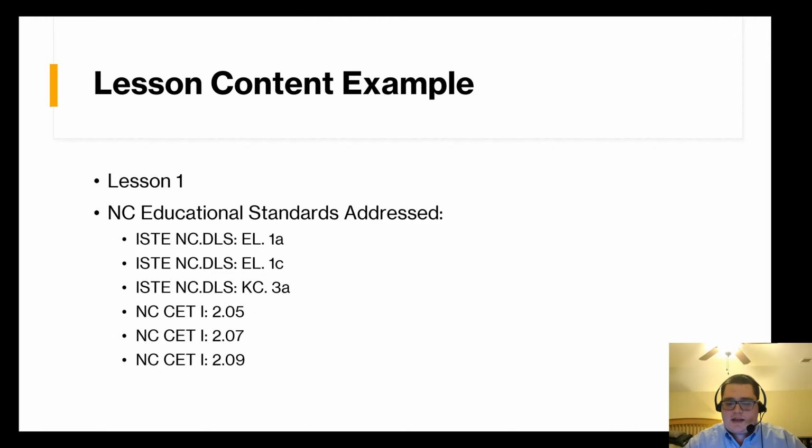I didn't write out exactly what these were just because it would clutter the slide, but those can be found online. They can be found in some documents posted on the Google Drive. There's a multitude of places that those can be found.